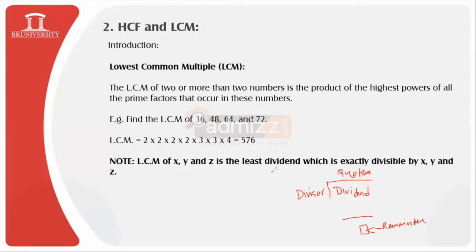So while finding the HCF, you obtain the greatest divisor value, and while finding the LCM, you obtain the least dividend value for the given set of numbers. So this is the prime objective when you find the HCF or the LCM of the given numbers. Ultimately, what did you obtain? What is the purpose of finding the HCF or the LCM? These are the things which you obtain after finding the HCF or LCM.